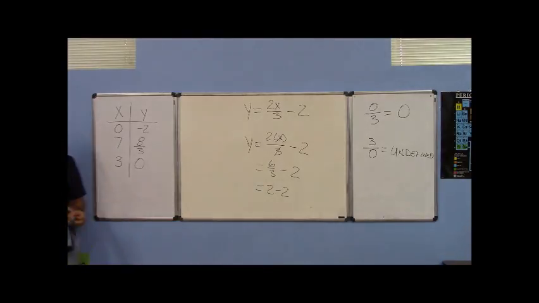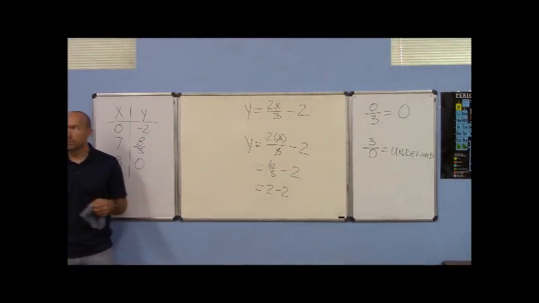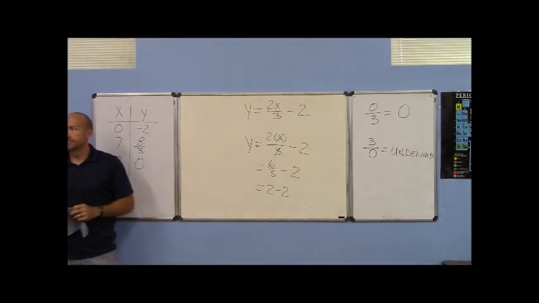Somebody pick one more number for me. What number would you use to try to set it up to where you're automatically eliminating that denominator?